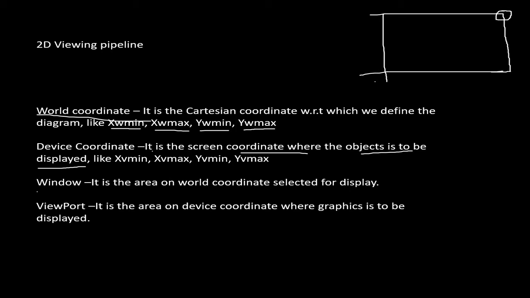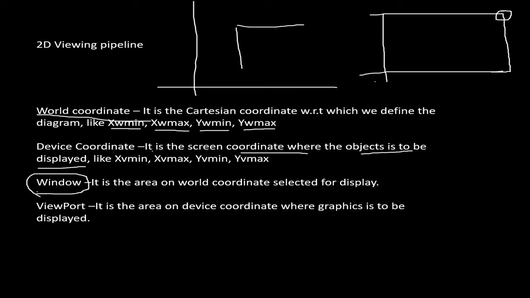So window is basically where we are viewing the particular display, or actually it is the world coordinate where the object is lying or the scene is lying that we want to capture. This is the world coordinate. Okay, so this bigger coordinate is the window. This is the device. This is the world coordinate, and this is the device.